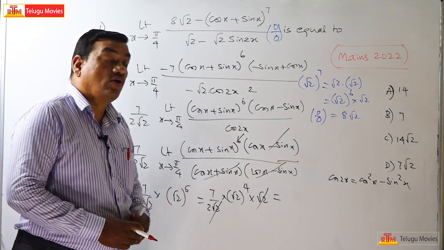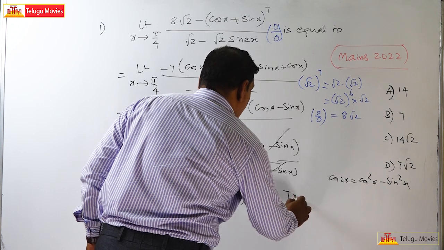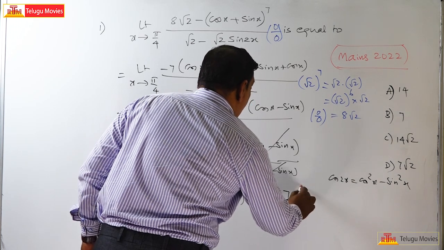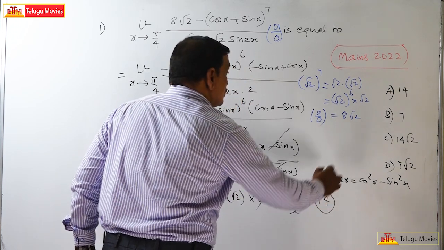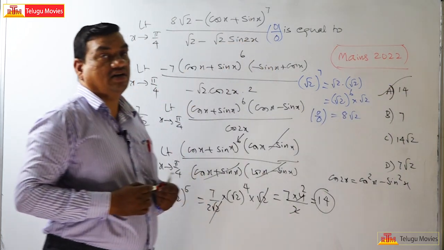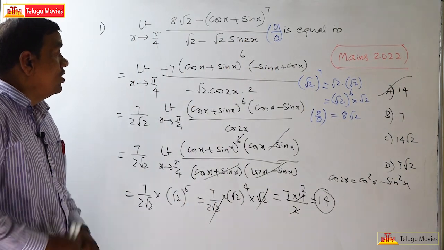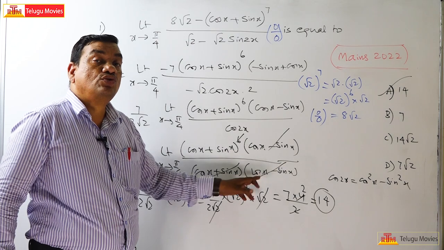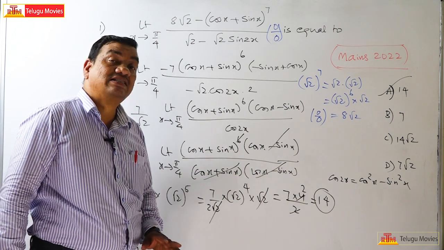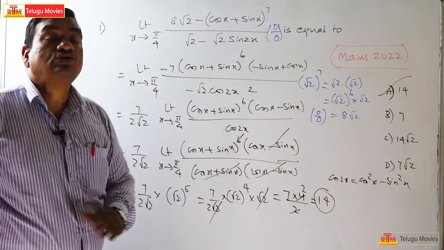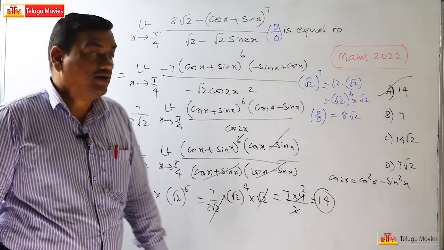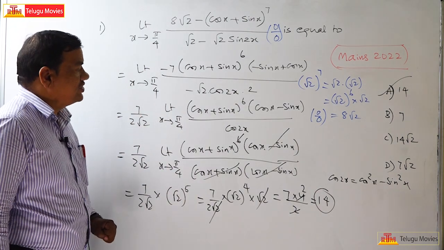Root 2 whole to the power of 4 means 4. 7 into 4 by 2. 2 ones are 2, 2 2s are 14. So ultimately 14 is the correct answer. Understand this? So we can cancel these two terms, as cos x minus sin x approaches 0, it is never equal to 0. Understand? So I hope that you understand this problem.